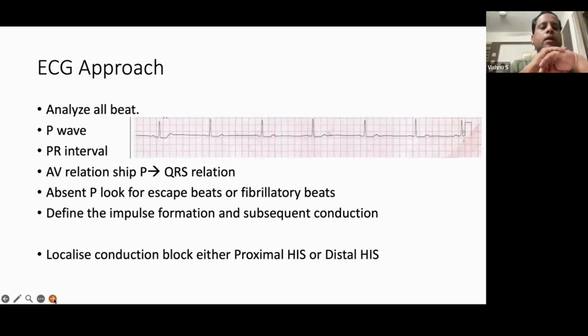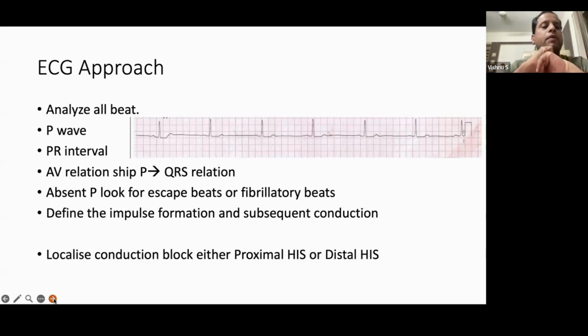Then it goes to the bundle of His, then to the bundle branches and the Purkinje system, and the entire ventricle depolarizes. This entire thing is the QRS, and then it repolarizes to form the T wave. So this is the pattern of activation of the heart. Every P should be accompanied by a QRS.